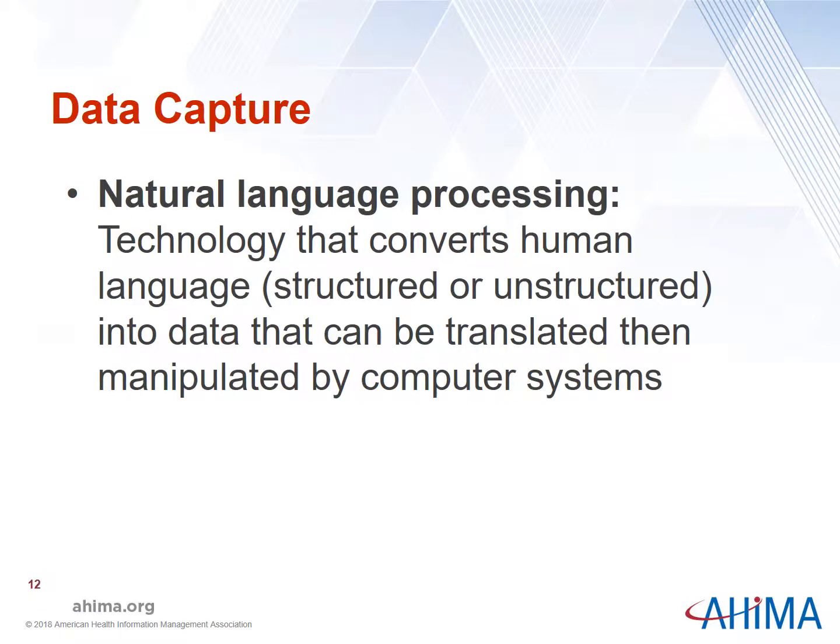Natural language processing is the technology that converts human language, structured or unstructured, into data that can be translated, then manipulated by computer systems. It is sophisticated enough to identify keywords needed to perform specific tasks, such as computer-assisted coding. This technology basically teaches the meaning of a word or phrase to a software application after several uses.